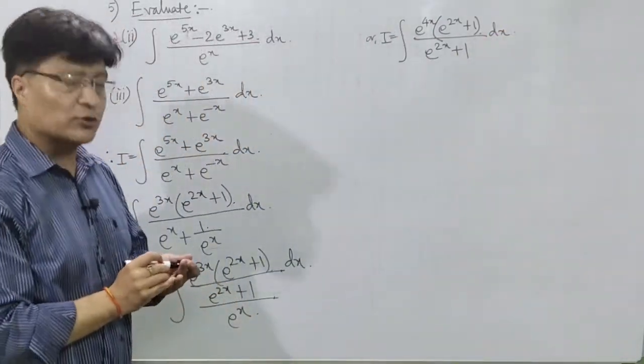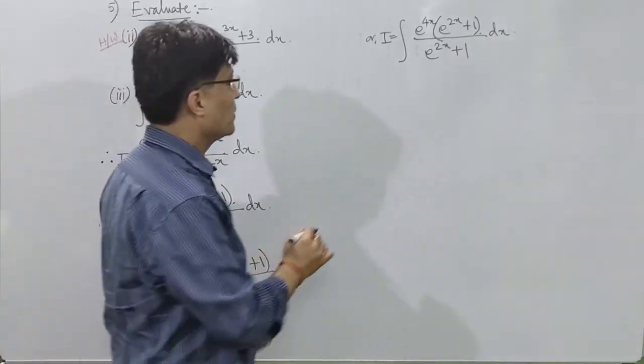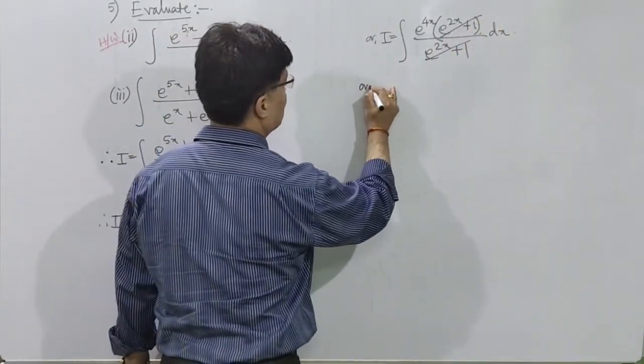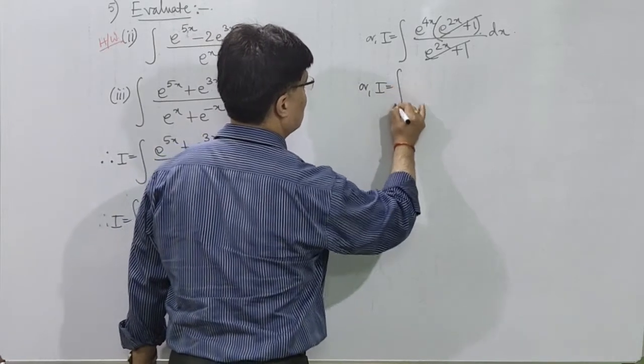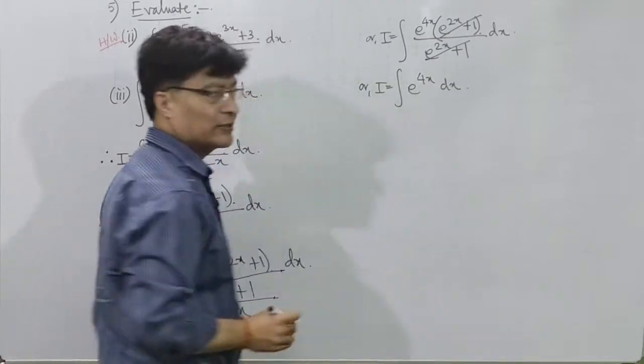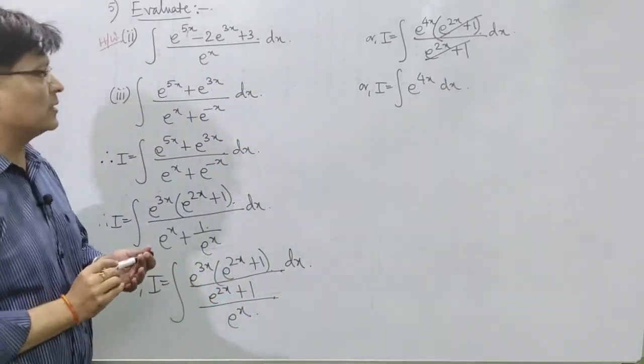So I think you have understood it. So now here you can cancel this e to the power 2x plus 1. E to the power 2x plus 1 will be cancelled. Or I is equal to integration of e to the power 4x dx. So I think you have understood it.